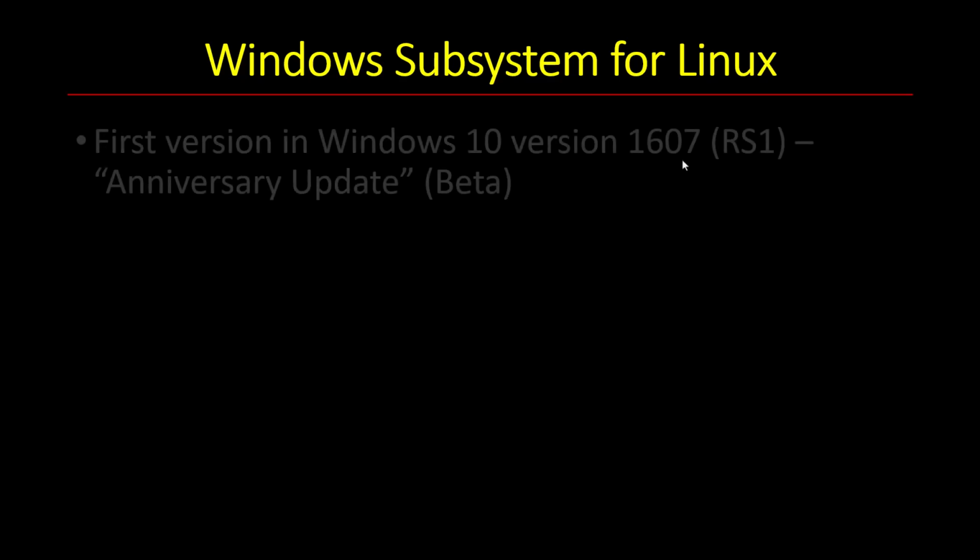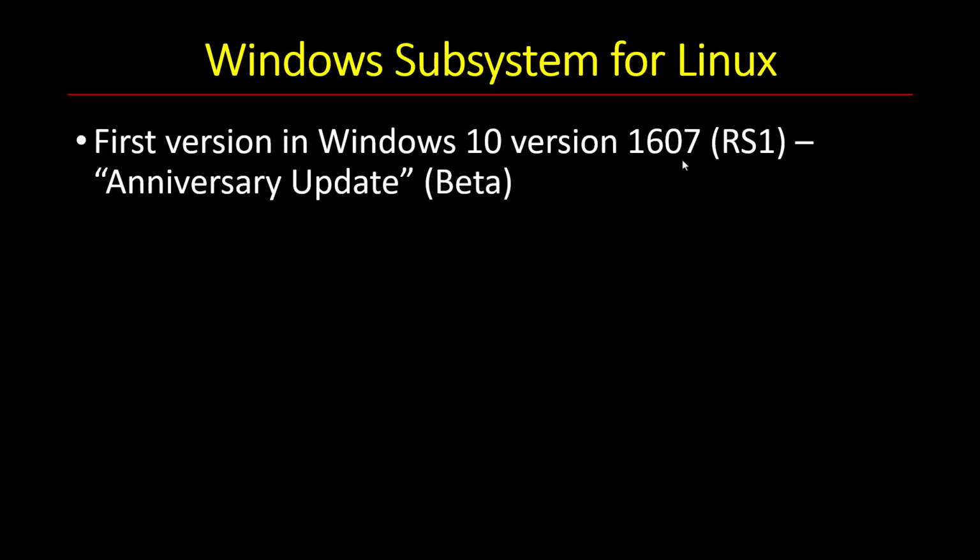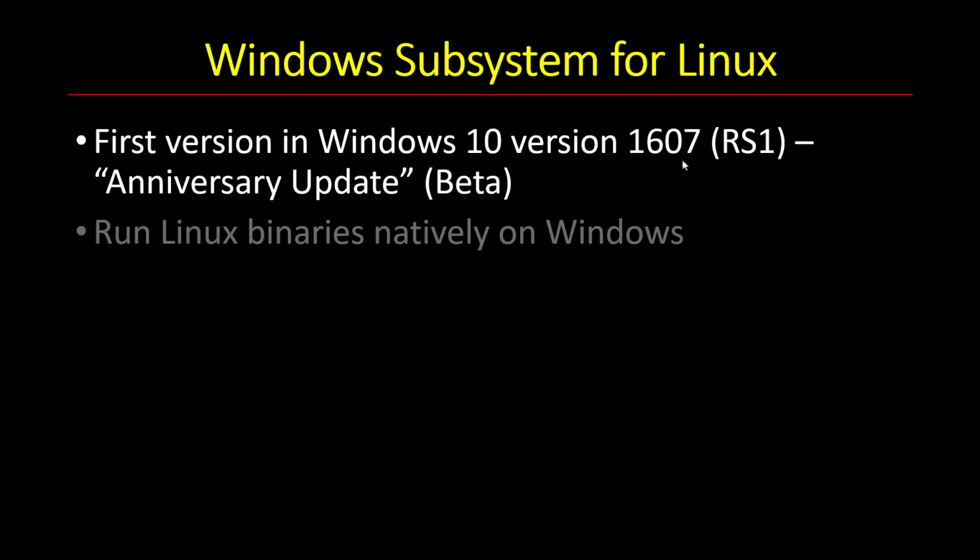So first, a little bit of an introduction. What is the Windows Subsystem for Linux? This is a feature that appeared in Windows 10, first in version 1607, the one that's known as the Anniversary Update. That was the first beta of the WSL feature, and basically it allows you to run Linux binaries natively on Windows without having to do anything.